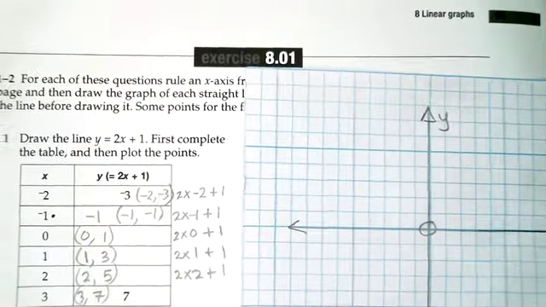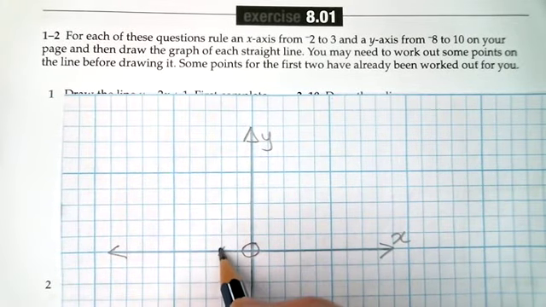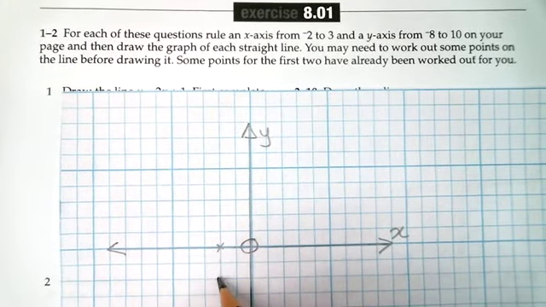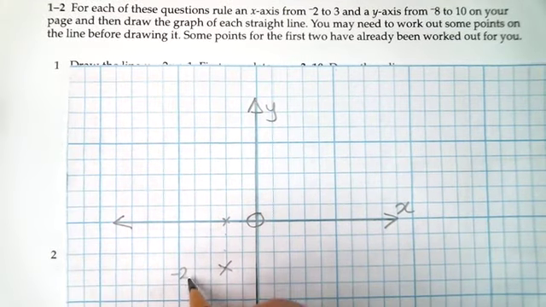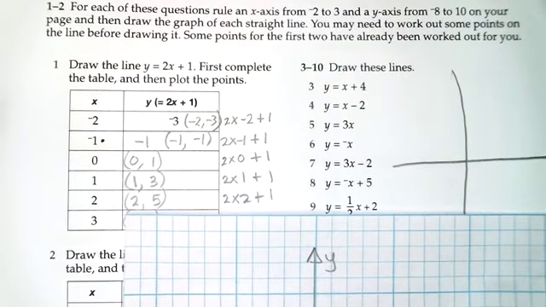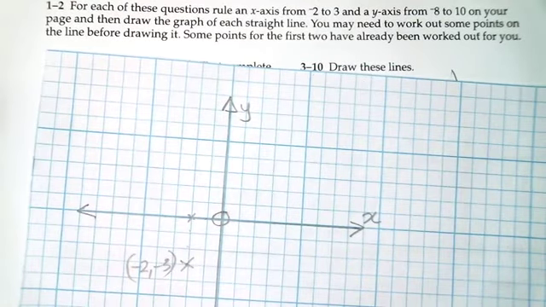First one is -2, -3. So -2, that's -2, and -3, 1, 2, 3. There it is. And what we can actually do, well, one way, of course, is just to plot every point. Another way is to plot the two most extreme points and then just draw a line between them.